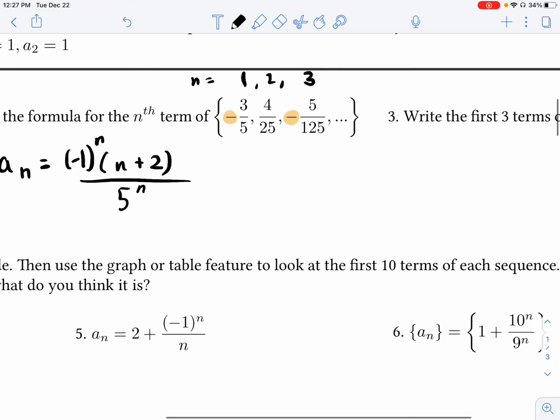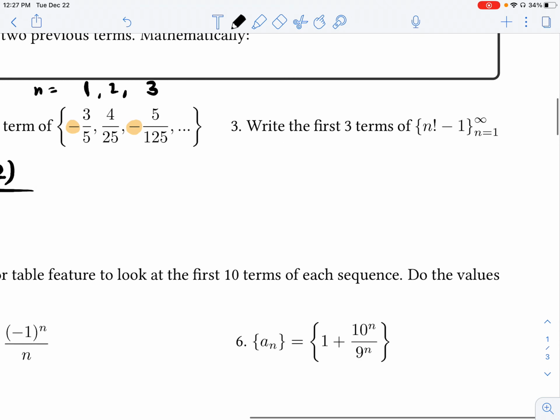All right. Now let's look at number 3 here. Number 3 is pretty straightforward, plug and chug, right? We're just saying, all right, here's our a sub n rule. This is our lower bound, letting us know from what n value we're starting, and where we want to finish. Now, we're not going to write an infinite number of terms. The problem is simply asking us to find the first 3 terms. So we're just plugging and chugging.